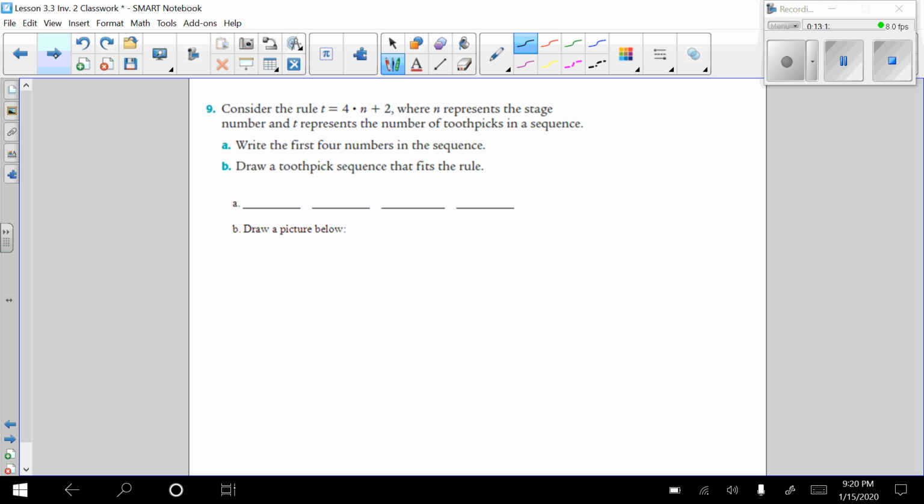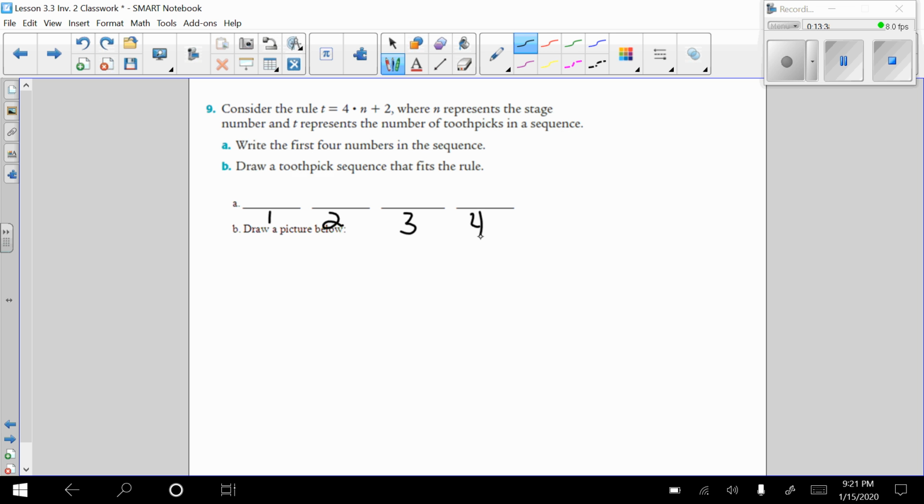Now consider this rule. T equals 4 times n plus 2, where n represents the stage number and t represents the number of toothpicks in the sequence. Write the first 4 numbers of the sequence. Well, first we got to understand that the first 4 numbers are the first 4 stages. So if this is stage 1, this is stage 2, stage 3, and stage 4. Remember, n represents the stages.